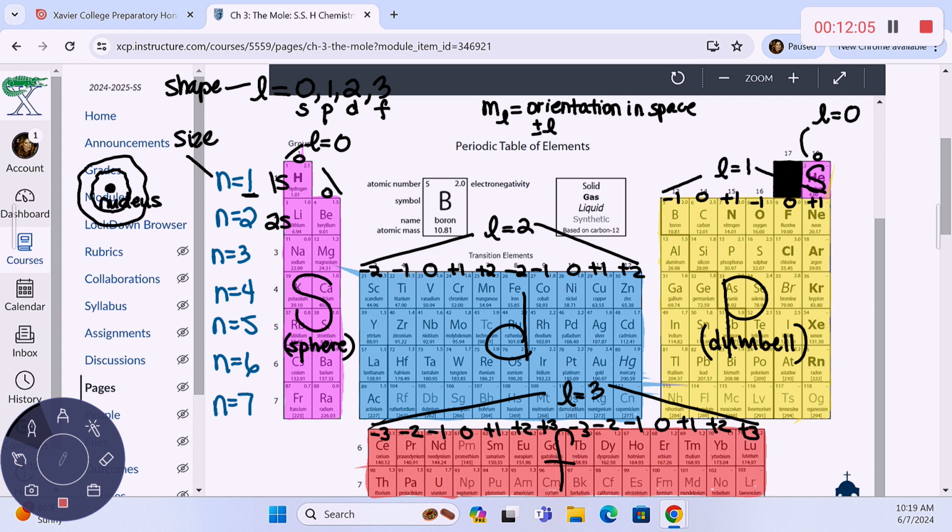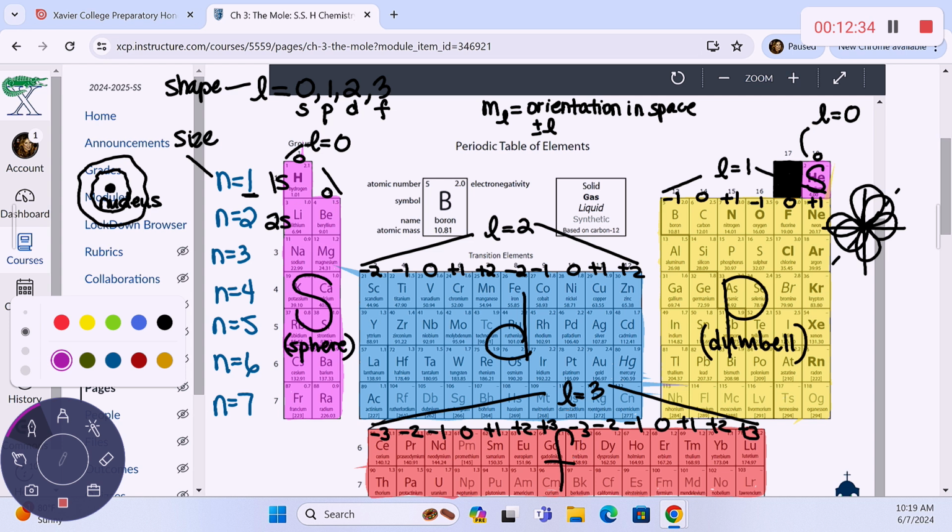Okay? Over here, if I'm looking at the p's, which are a dumbbell, if this is a y, x, and z axis, you will have a dumbbell-shaped cloud on the x-axis, a dumbbell-shaped cloud on the y, and a dumbbell-shaped cloud on the z. Electrons, since they're negatively charged, want to get away from each other. So an electron will occupy, let's say, an x-axis first, and then it will go to a y, and then it would go to a z.